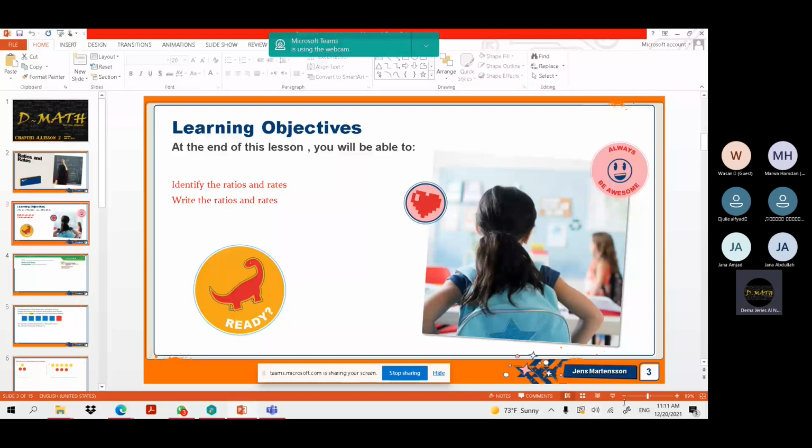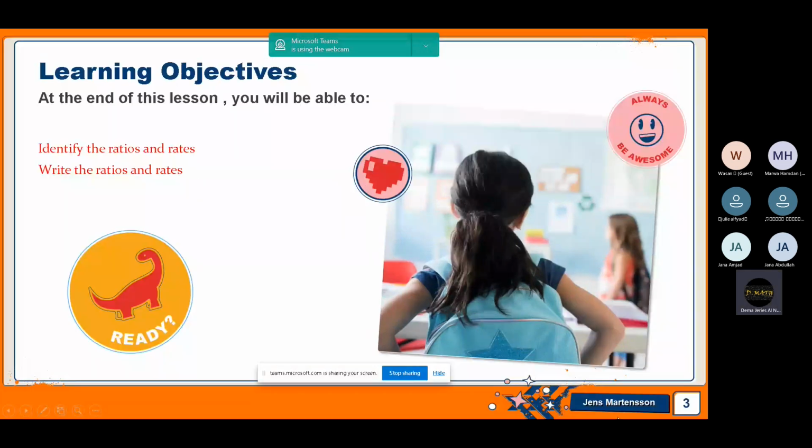The ratios and rates. In this lesson, we're going to learn what I mean by ratios and what I mean by rates. Now let's start talking about the ratio. Before that, all of us know from grade 2, grade 3, grade 4 what we mean by fractions.